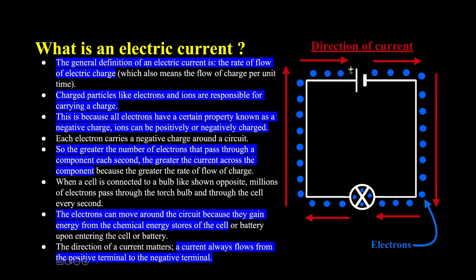The electrons move from positive to negative. And these blue circles represent the electrons. The electrons obviously have to pass through all the components in the circuit after one full turn.